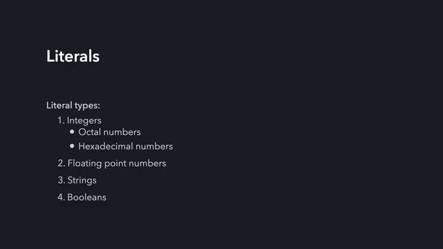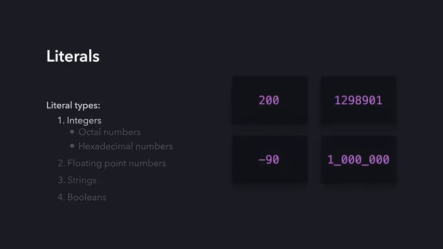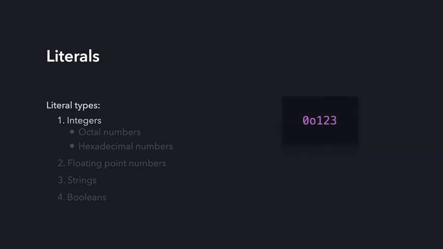There are 4 types of literals. The first literal type is the integer. An integer is a number that doesn't have a fraction. So for example, the numbers 200, 1,289,901, -90, or 1_000_000. The underscores in the 1 million are just a way for developers to make large numbers more readable, but they aren't necessary. There's also octal numbers.